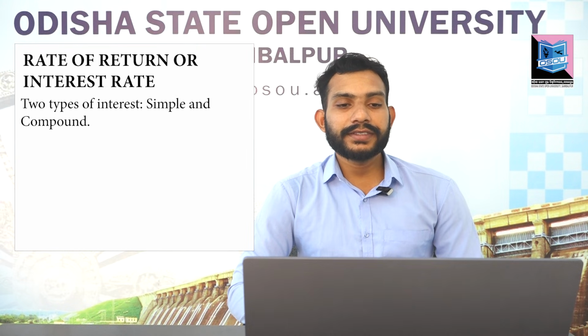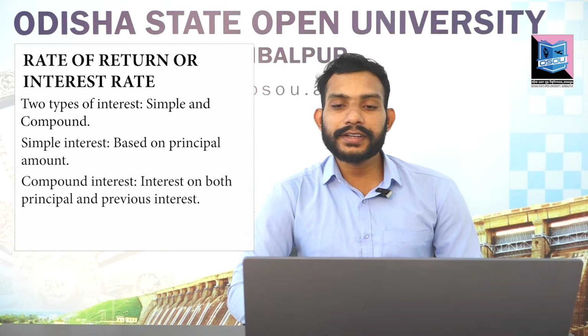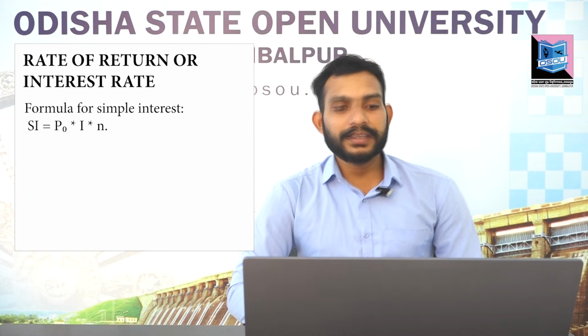Now, the rate of return or interest rate. Let's look at the rate of return, also known as interest rate, a key concept in financial decision making. There are two main types of interest: simple interest and compound interest. Starting with simple interest, this is calculated on the initial principal amount and it does not take into account any interest that has already been earned. The formula to calculate it is: simple interest equals principal times annual interest rate times number of years.